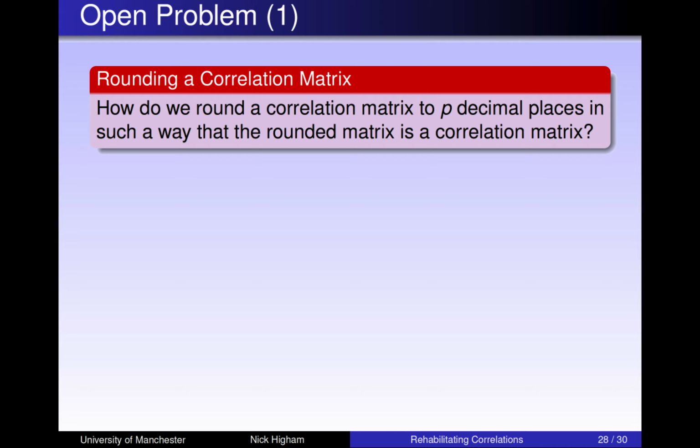So let me finish with an open problem. This was posed to me by an actuary a few years ago. The problem is you have a correlation matrix and you want to round it to a certain number of decimal places, and you want the rounded matrix to be a correlation matrix. The motivation is that in certain standards you have to specify a correlation matrix, and this would, I guess, appear in a document. So you have to actually write down the matrix to a certain number of decimal places in the document. And in doing so, you want to make sure that what you write down is actually a correlation matrix.